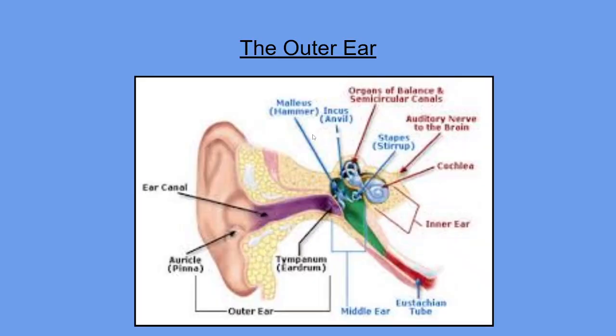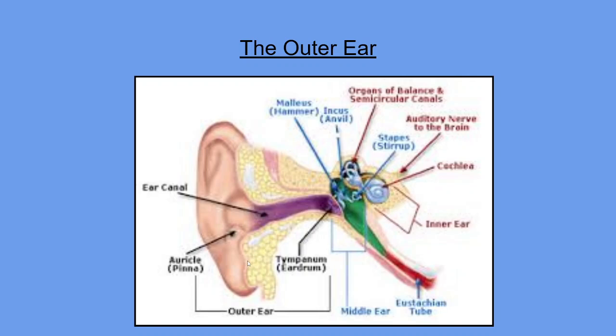So this is the detailed picture of the outer ear. This part, as you can see, is the outer ear. Now, let's read in detail. The first part of the outer ear is the pinna or the auricle. That's the visible part of the ear, and it collects the sound waves and directs them into the ear canal. And the ear canal then channels these sound waves to the eardrum, which vibrates in response.